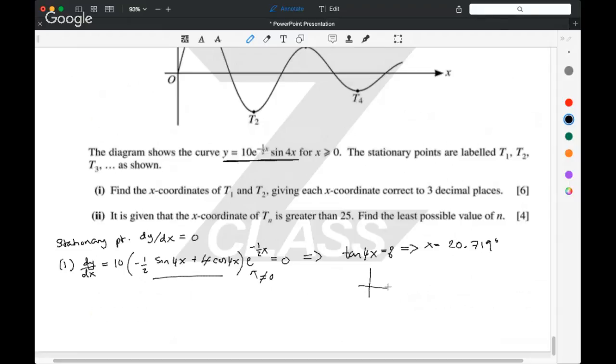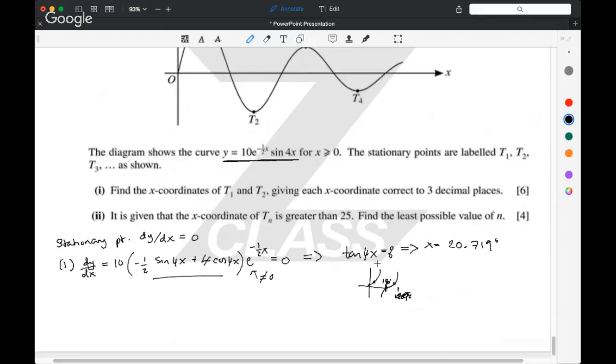So the tangent function kind of looks like this. Here is 180, or pi, and this point is also represented here. Sorry, this is 180. That's 270. So if you want another value, you will have to say 180 plus that. So they're saying they want the values of T1 and T2.